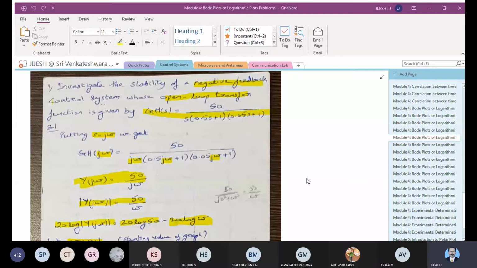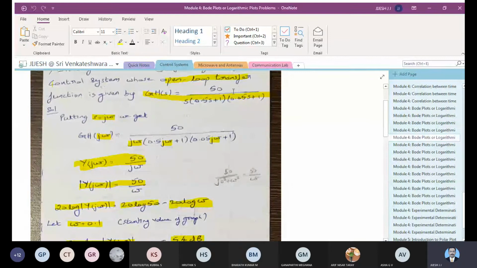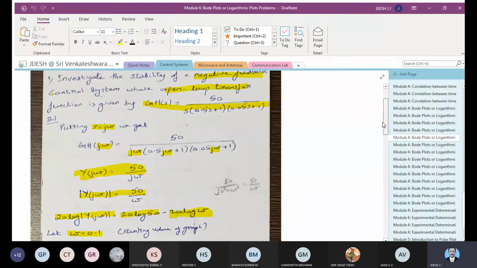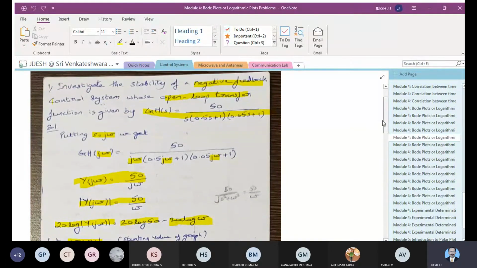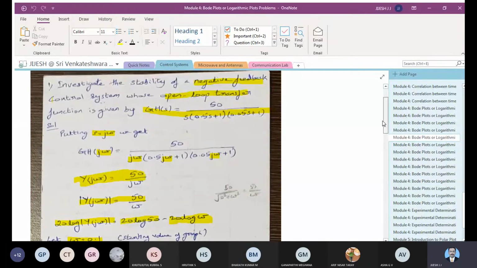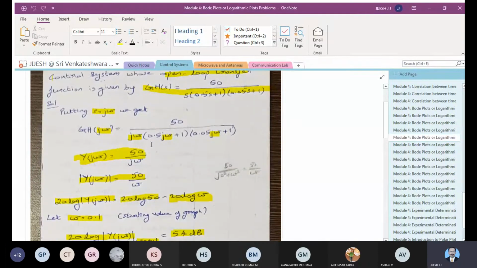Good morning to all. So we are going to discuss today the Bode plot and how to plot it. In the previous class we saw the question G(s)H(s) = 50 / [s(0.5s + 1)(0.05s + 1)]. So what we have to do here is take G(s)H(s) equal to this.